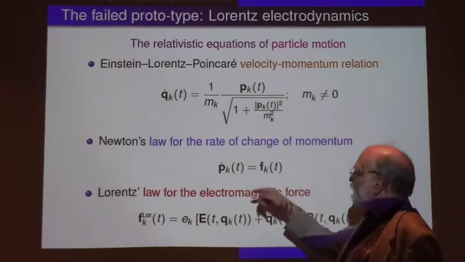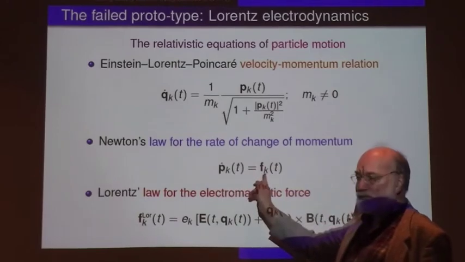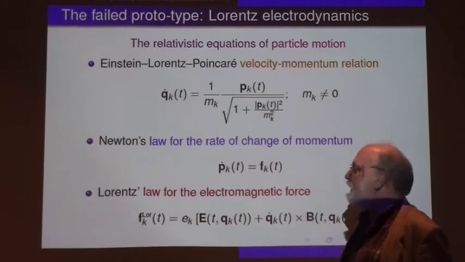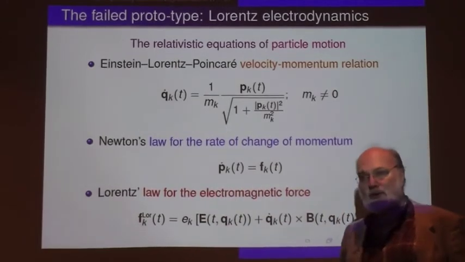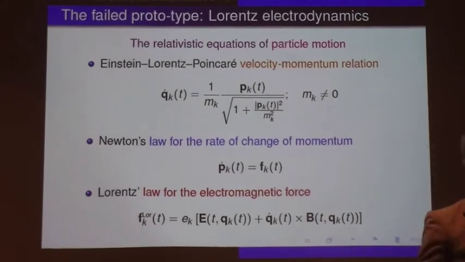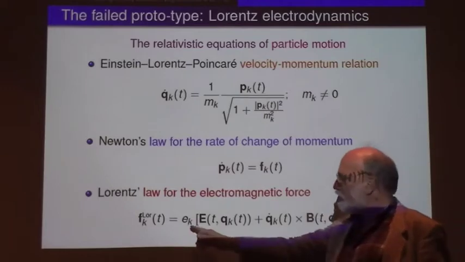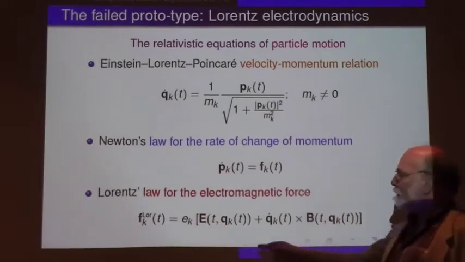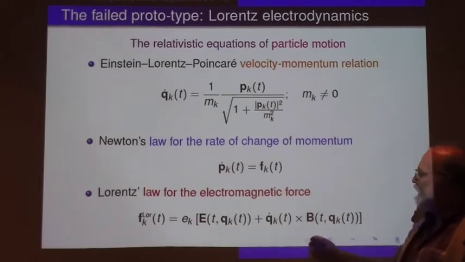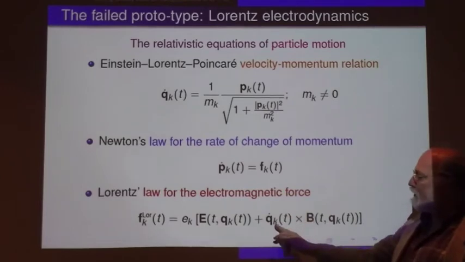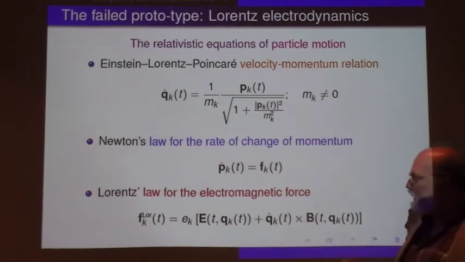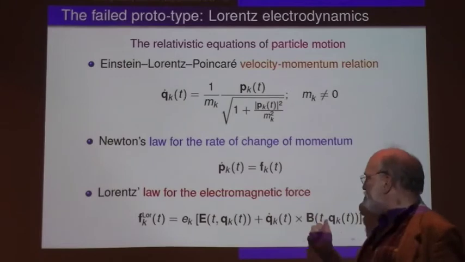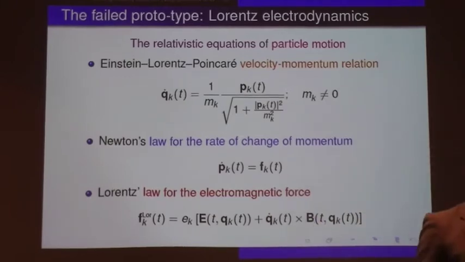Rate of change with respect to time is the force. And then comes Mr. Lorentz, and Lorentz tells you that the force on a point charge, given the electric and magnetic fields, is given by this expression, charge times the sum of the electric field and the cross product of the velocity with the magnetic induction field, but evaluated at the position of the point charge. So that is basically the story. There's only one problem with that story.